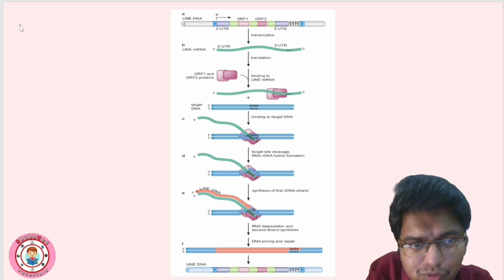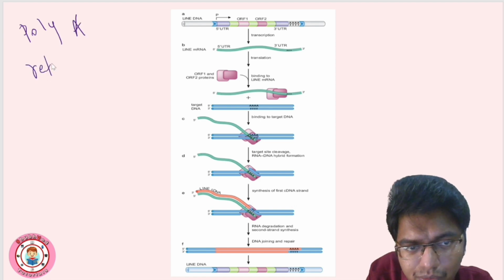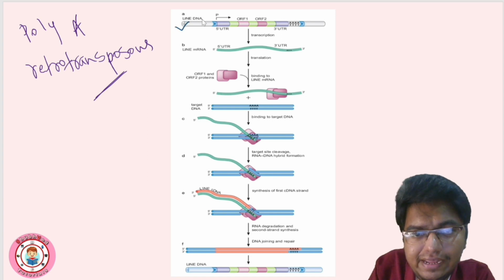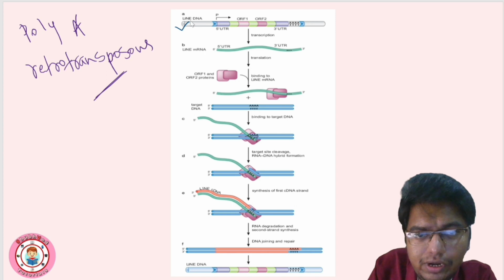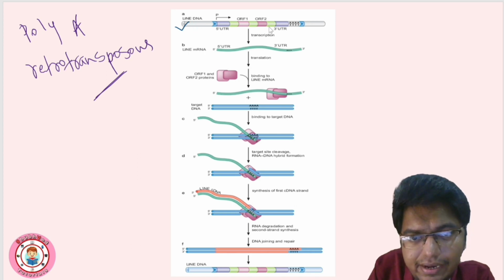Then the last thing is the poly A retrotransposons. Okay, so here LINE DNA. LINE is the example of poly A retrotransposons. So what happens here? LINE DNA is there, right? Transcription takes place, RNA formation. Okay, LINE mRNA. Then LINE mRNA, we know here there are two segments, ORF1, ORF2.